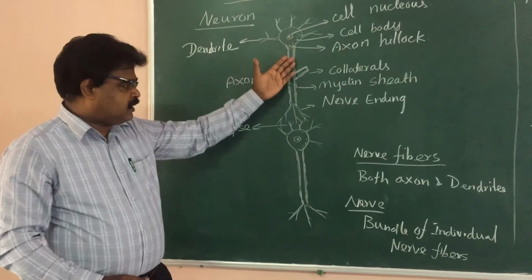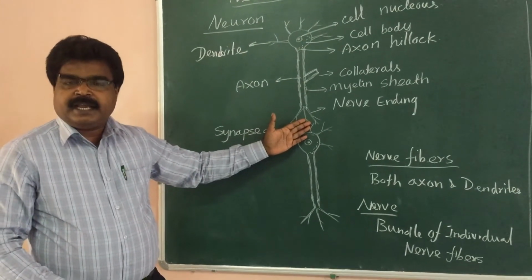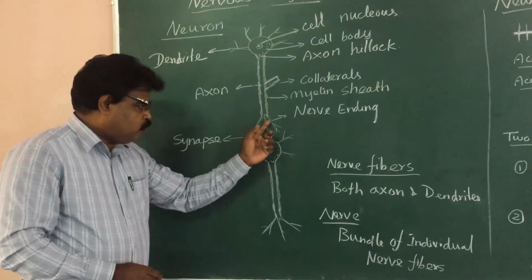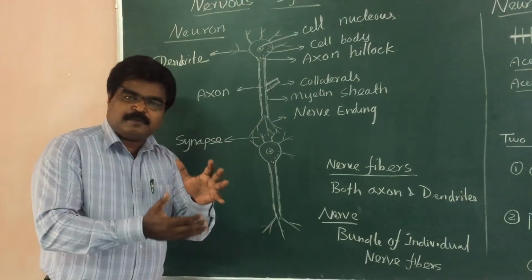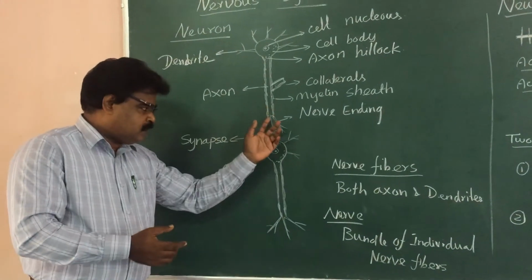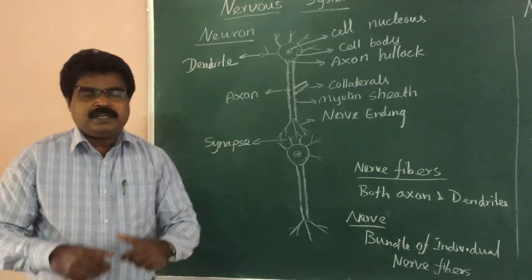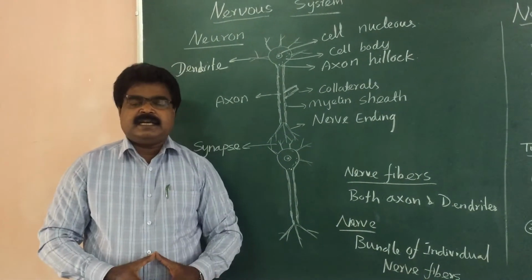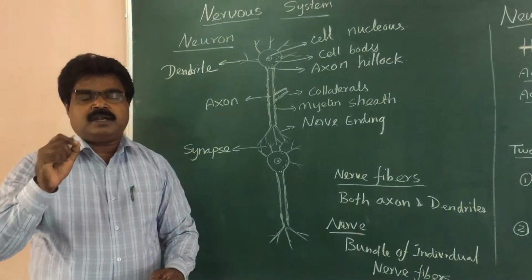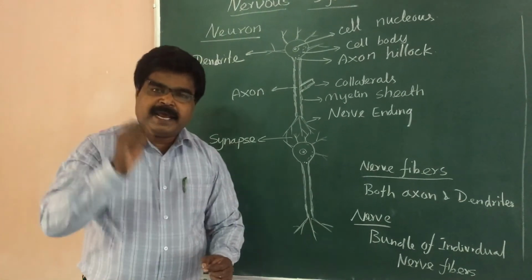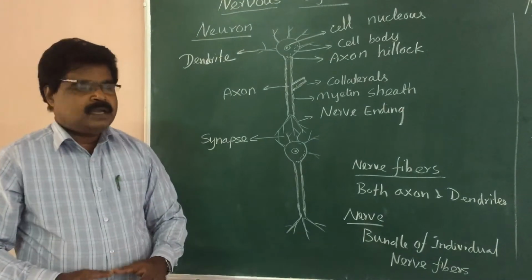Once the action potential reaches the nerve ending, a chemical called acetylcholine flows through the synapse, the interconnection of two neurons, and excites the nearby neuron. Once the nearby neuron is excited, immediately a substance called acetylcholinesterase breaks down the acetylcholine.